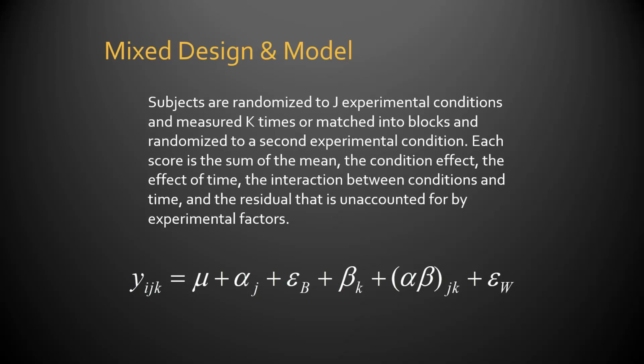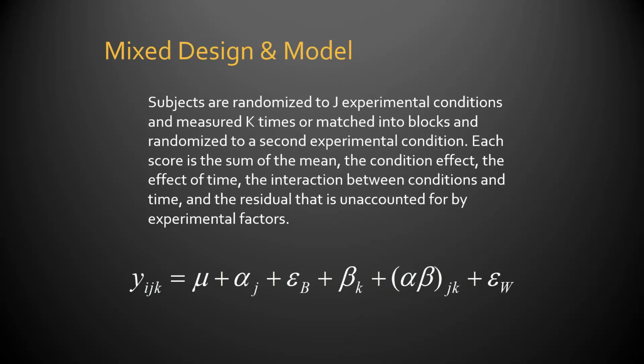Subjects are randomized to J experimental conditions and measured K times, or matched into blocks and randomized to a second experimental condition. So if you look at that first sentence about the mixed design, you should get the sense that it's a combination of having a between subjects factor design, like the one factor design we looked at, but adding a second factor that is repeated measures or a block. And that's in fact what it is.